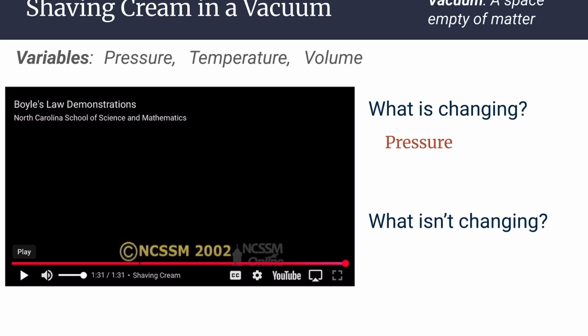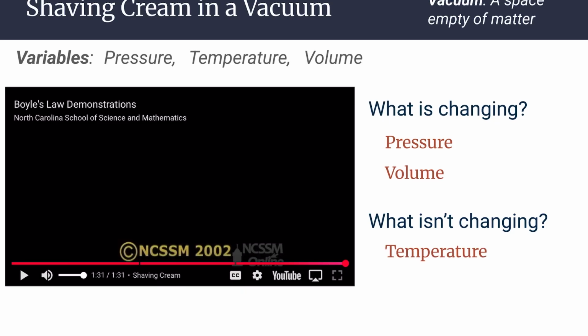So what was changing? Well, as air was removed from that vacuum chamber, the pressure was changing on the shaving cream. They said they were taking any of the excess air out of that chamber. So pressure was changing. And then what else did we see changing? Well, I saw that shaving cream get larger. And he'd said there's gas inside of that shaving cream. So that volume was changing as well. We didn't have any indication that temperature was changing. So that temperature stayed the same.